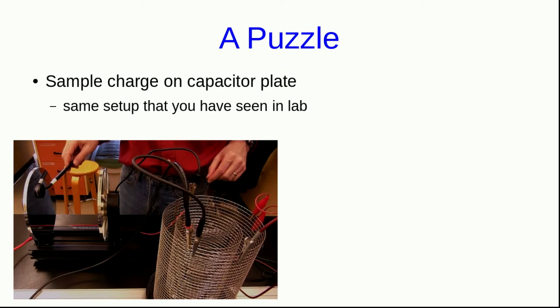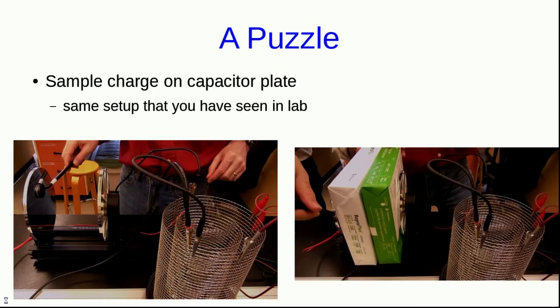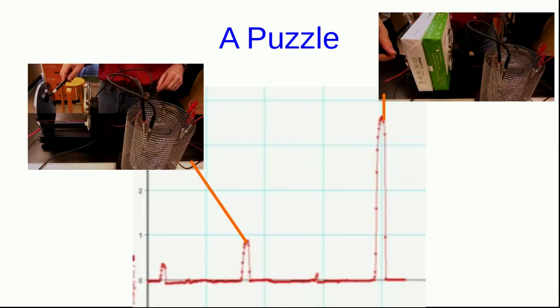So, first I sampled with nothing in between the plates, and I found a certain amount of charge. Then I sampled with paper between the plates, and what I clearly found was that there was more charge on the plates when there was paper between them. Note, they were still connected to the same power source. There was still a 3000 volt potential difference between the plates in both cases.